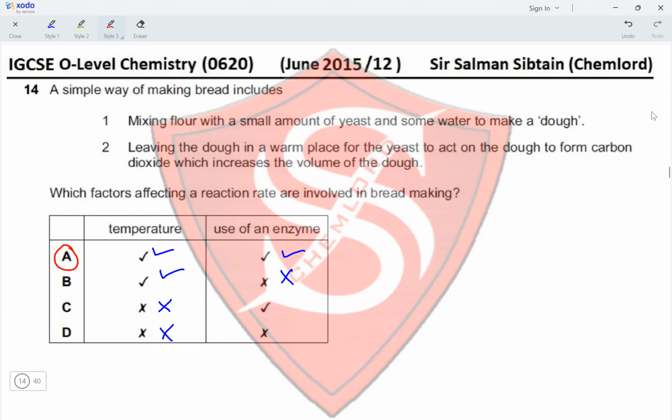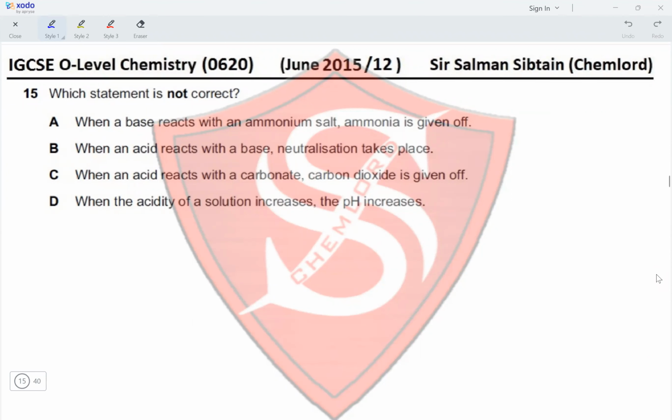Question 15. Which statement is not correct? When a base reacts with an ammonium salt, ammonia is given off. Yes, ammonium salts are acidic in nature, so they would react with bases to give off ammonia. This is correct. When an acid reacts with a base, neutralization takes place. Yes, a neutralization reaction involves an acid reacting with a base.